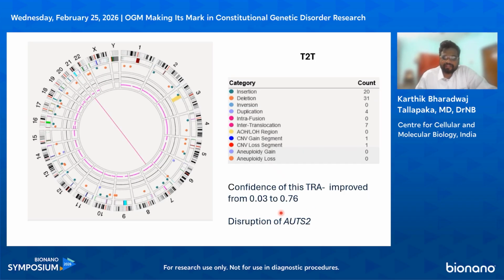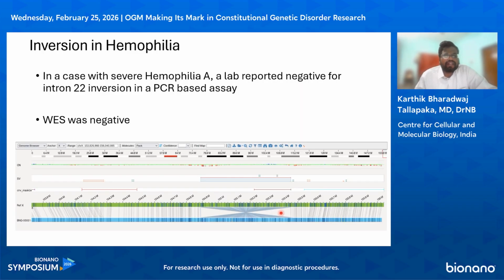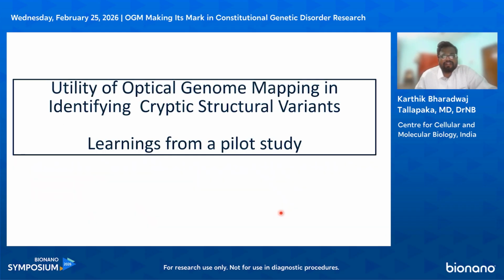And further, on looking at this breakpoint, we could also identify disruption of the AUTS2 gene, which is a known cause of autism spectrum disorder. And in another case, where an inversion of intron 22 in hemophilia A was falsely missed by a lab, again using the T2T reference genome, we were able to identify the inversion. And in a short case series, we also tried to explore the utility of optical genome mapping in identifying cryptic structural variations.